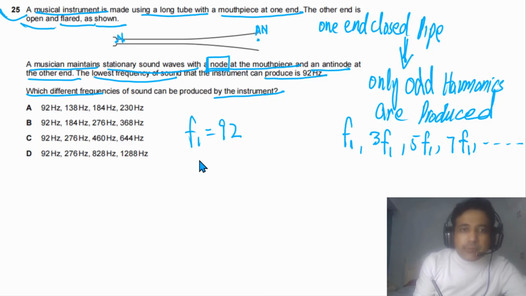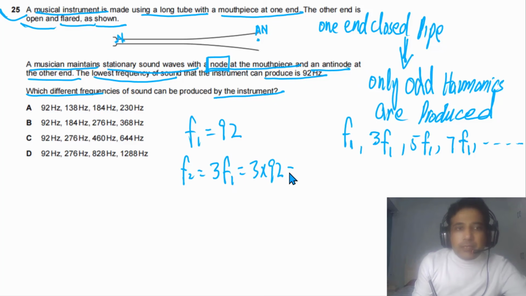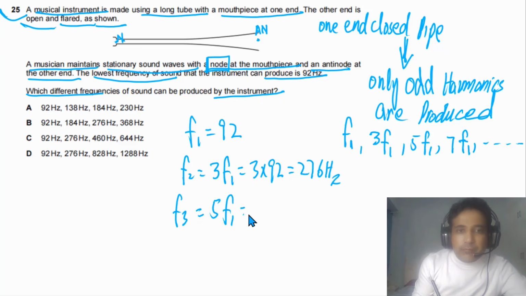So the next frequency, F2, has to be equal to 3 times F1, meaning 3 times 92, and this will be equal to 276 Hertz. And the next frequency, the next maximum, will be equal to 5 times F1, meaning 5 times 92, and this will be equal to 460 Hertz, and so on.